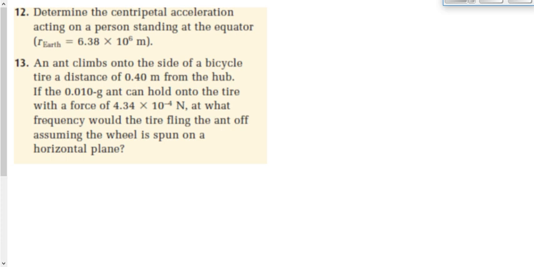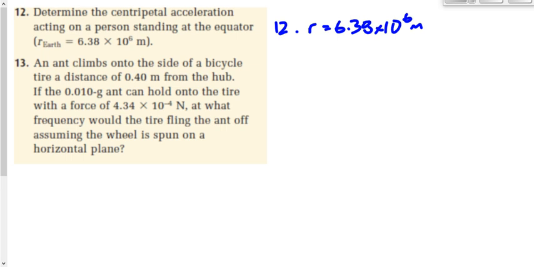Number 12 says, determine the centripetal acceleration acting on a person standing at the equator. Not as hard as it seems, actually. We don't have very much given to us here, but we do have a little bit more if we read between the lines a little bit. Here's my radius, the radius of the Earth, which of course, since I'm standing at the equator, is the distance that I am away from the center of rotation.